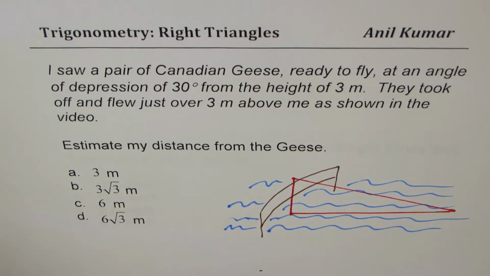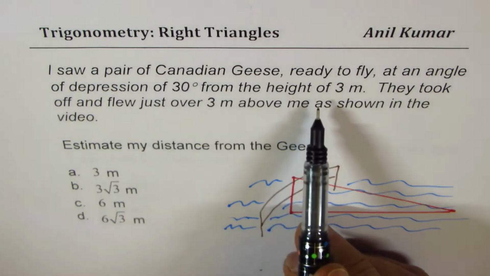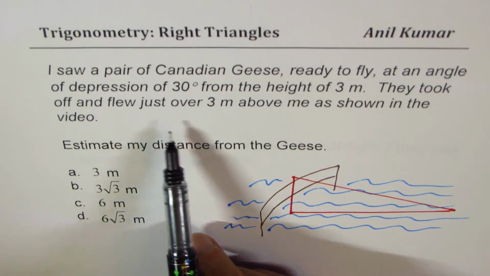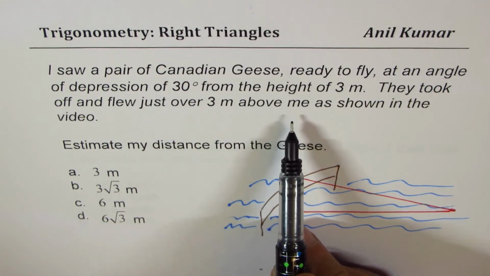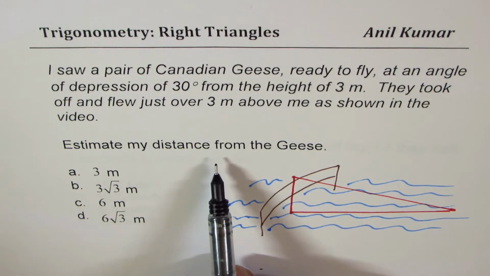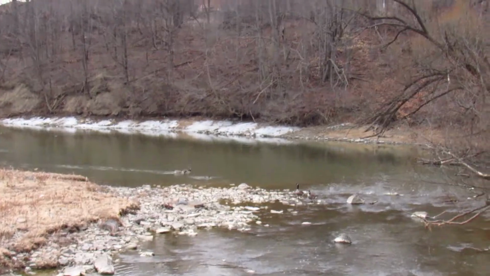The question here is, I saw a pair of Canadian geese ready to fly at an angle of depression of 30 degrees from the height of 3 meters. They took off and flew just over 3 meters above me as shown in the video. Estimate my distance from the geese.